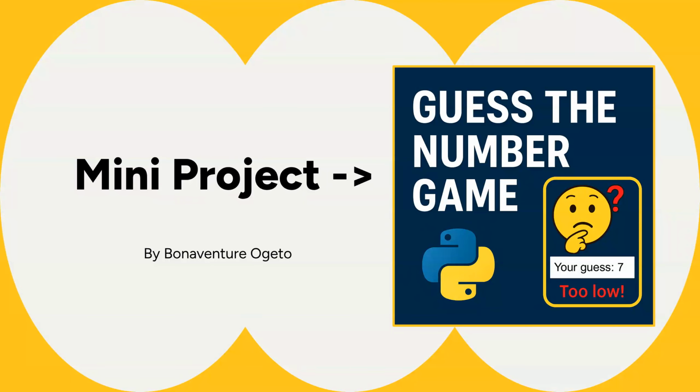Using all the skills that we've learned so far, we're going to build a mini project, and it is a simple number guessing game. It's going to be a command line game where the user has to guess a random number between, let's say, 1 and 10, and the program is going to give the user hints whether the number they're guessing is too high or too low, until they get the right number for them to win the game.